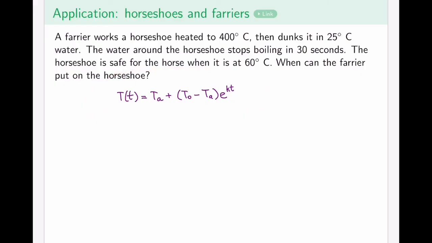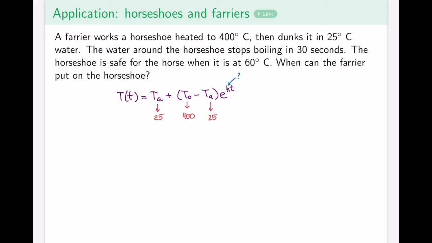This is just a general formula from the previous slide, and let's fill in all the information that we have in this question. So the left-hand side here will be the temperature of the horseshoe. TA, the ambient temperature. Of course, the horseshoe gets dunked into the water, so the ambient temperature corresponds to the water temperature, which in this case is 25 degrees Celsius in both cases here. And then T naught is the initial temperature of the horseshoe. While the farrier is working, it's 400 degrees Celsius, so this is 400 degrees.